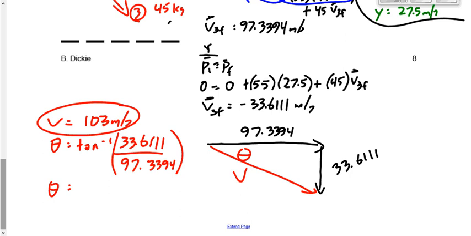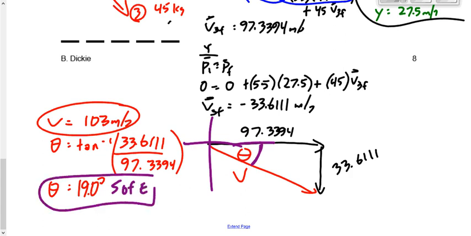Theta is 19.0 degrees. And how would we express that? Where are we measuring it from? Come on, where are we measuring this from? Are we measuring it from the south axis or the east axis? Chloe? Okay, it's measured from the east, it's of east, right? Where are we going from the east? North of east or south of east? We're going south of east, good. So that's 19.0 degrees south of east.